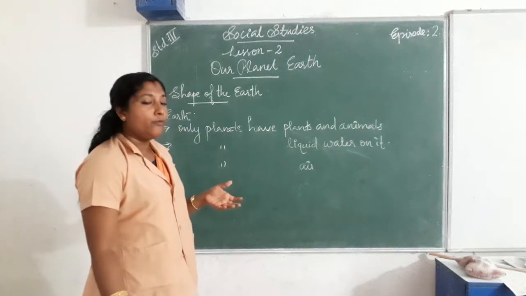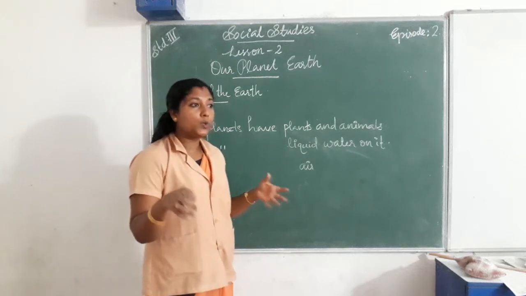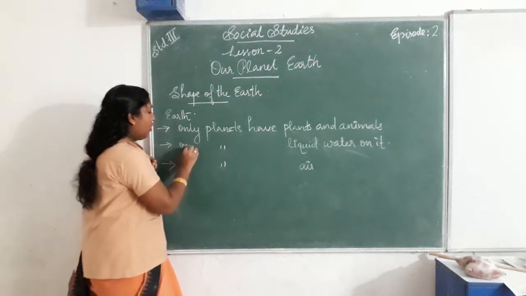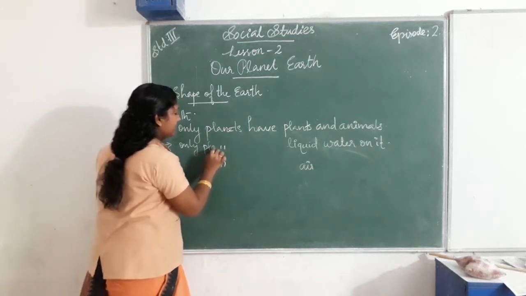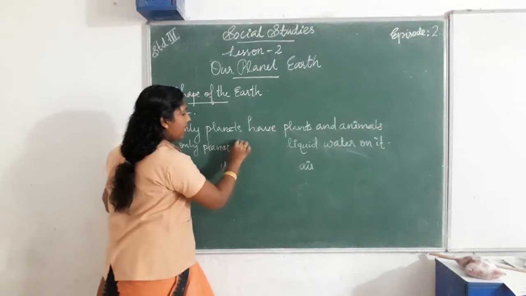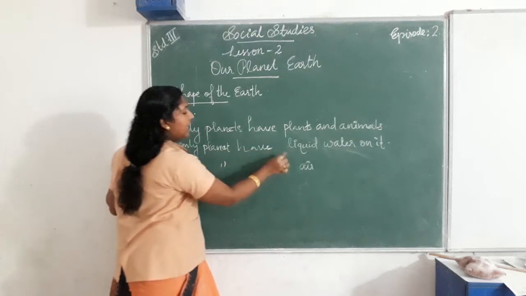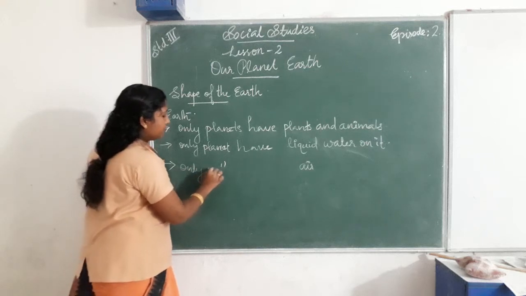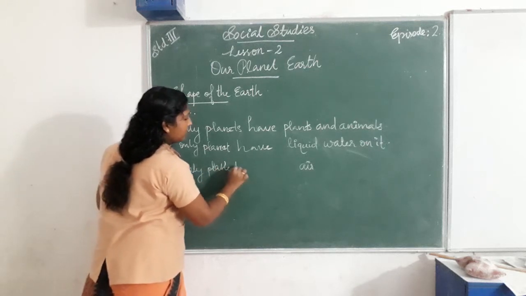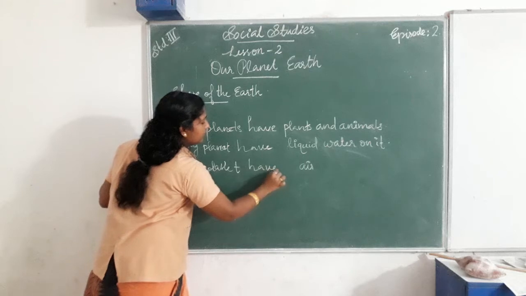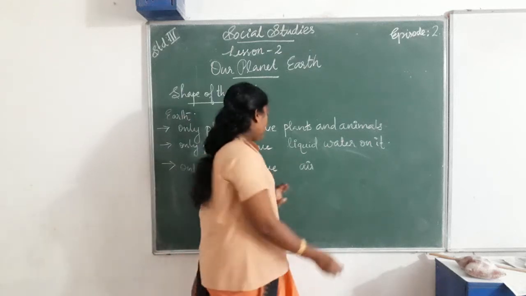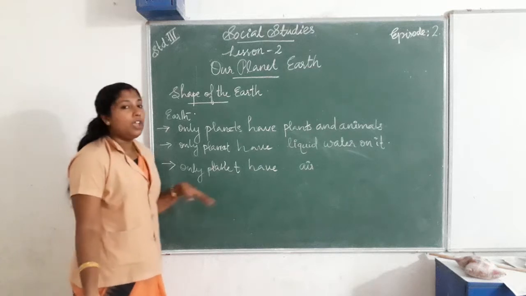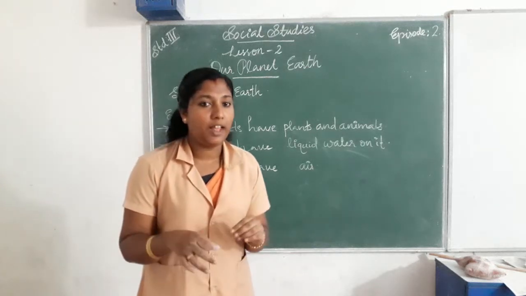Air means we breathe oxygen. Oxygen is rich in which planet? Earth. Earth is the only planet that has liquid water on it. Earth is the only planet that has oxygen and air. So we all live in which planet?